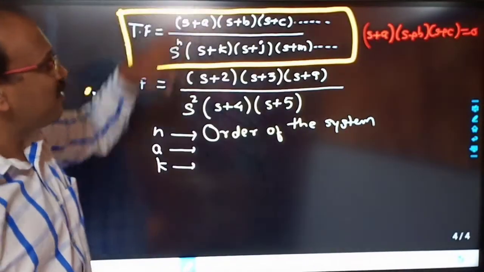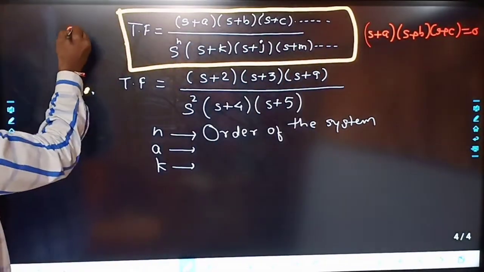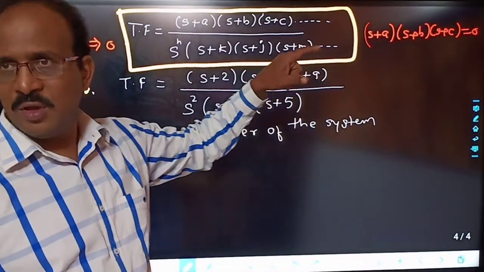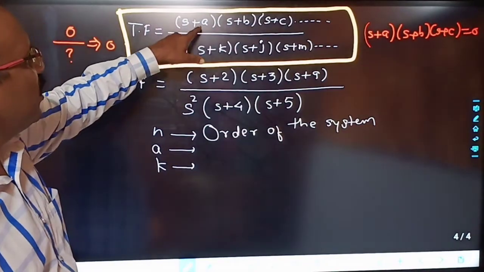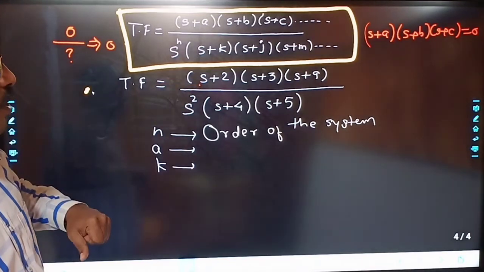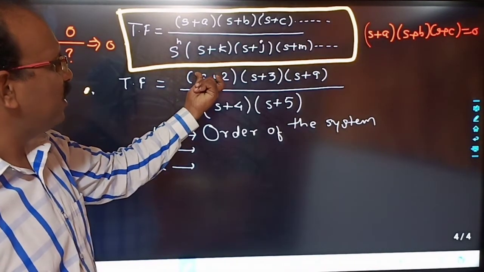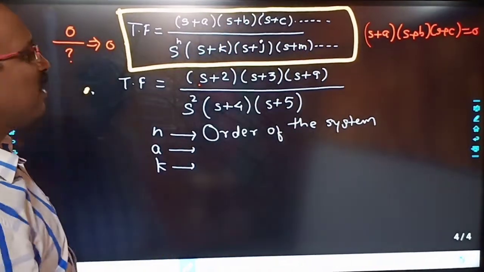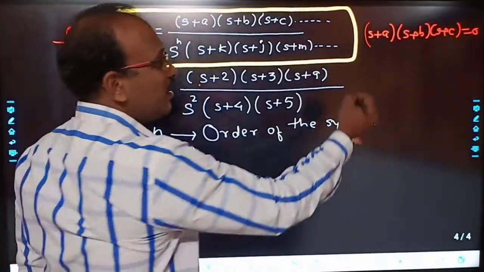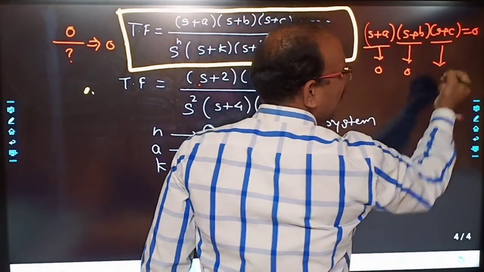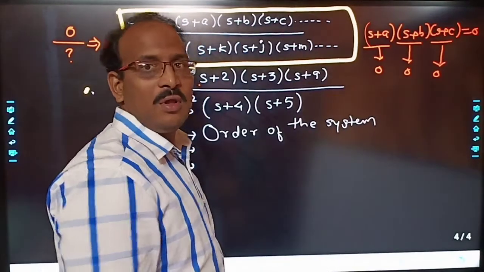If I make a numerator 0, so what is that? Here I can say 0 divided by anything. What is that? 0 divided by anything is 0. So how this particular system becomes 0? If I substitute any of this is 0, like if I substitute s equal to, here suppose s is equal to, here if I go 2. So if I substitute s equal to minus 2, then what will happen? Minus 2 plus 2. This term becomes 0. 0 into anything is what? 0. So if numerator is 0, whole system becomes 0. Okay. So either this term is 0, or this term is 0, or this term is 0. Any term if I make a 0, system becomes 0.